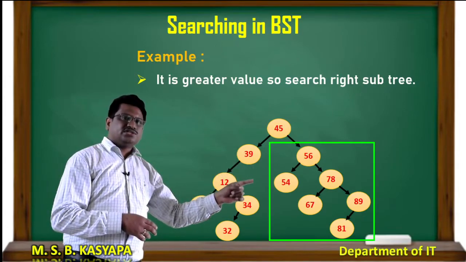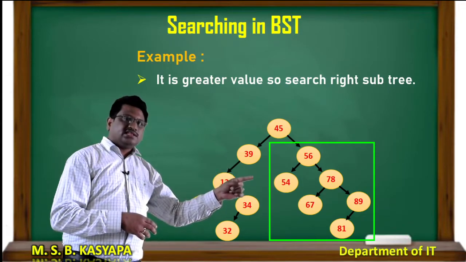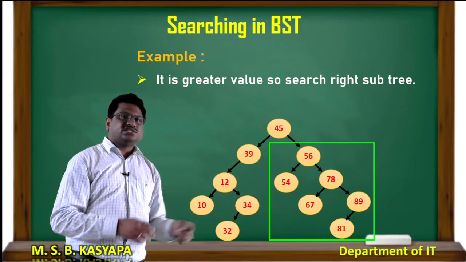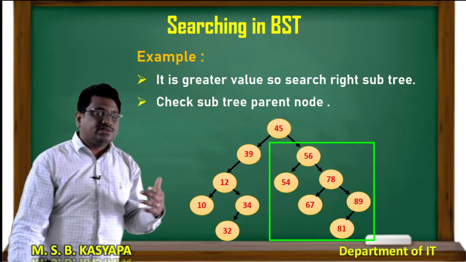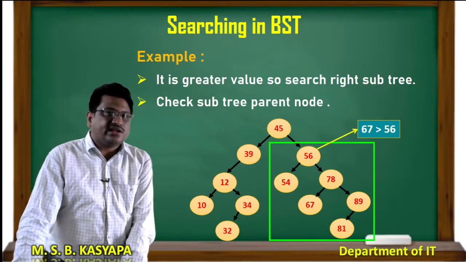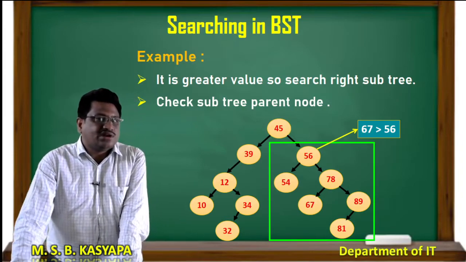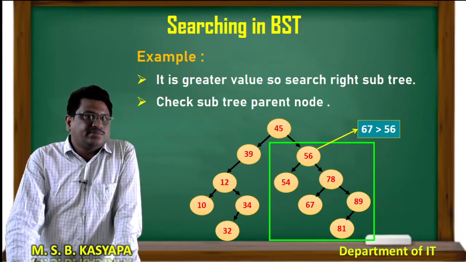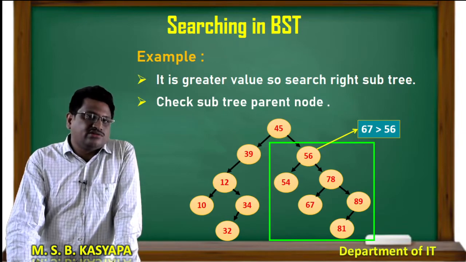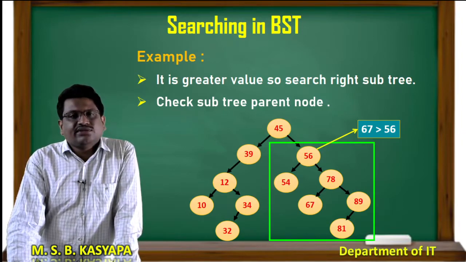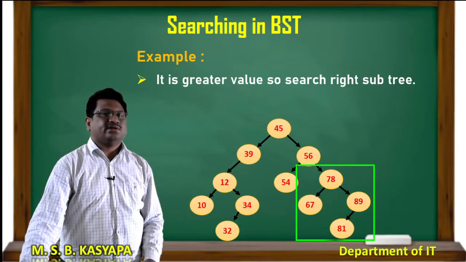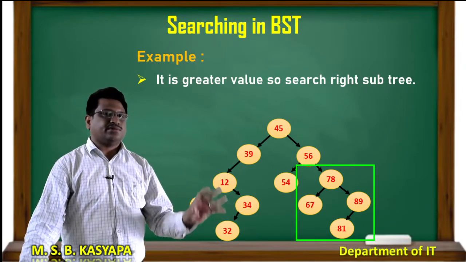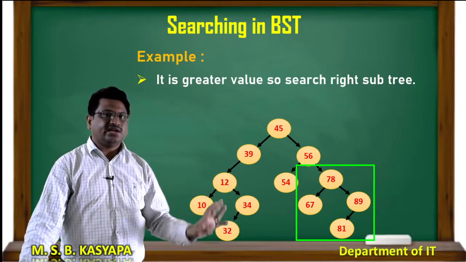So, now if you see here, if you take this tree, 56 is the root node. Now I am checking whether 56 has the same value or not. 56 is not equal to 67, so I have to check whether it is a smaller or greater value. 67 is greater, so I have to move to the right subtree, that means 78, 67, 89, 81.